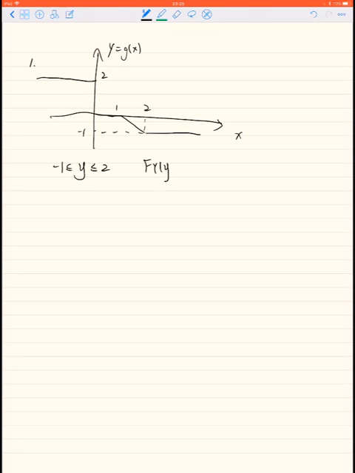So we can easily figure out the distribution function of y: it equals 0 when y is less than minus 1 and equals 1 when y is bigger than 2. That is the meaning of a distribution function.